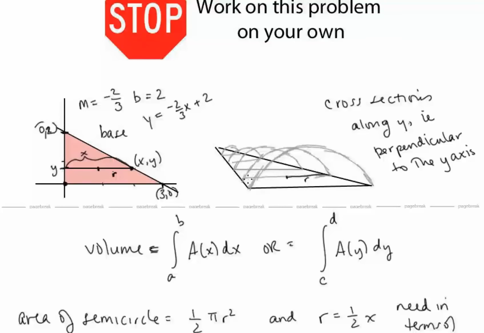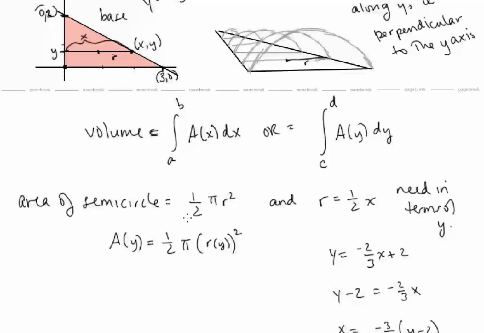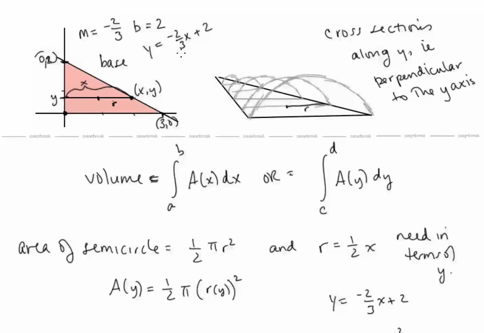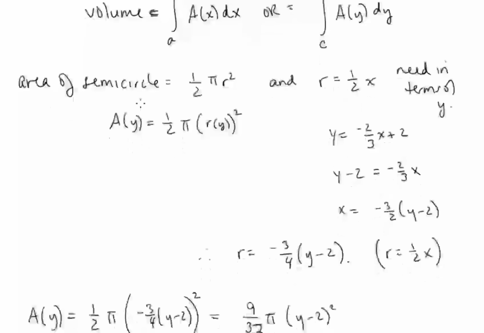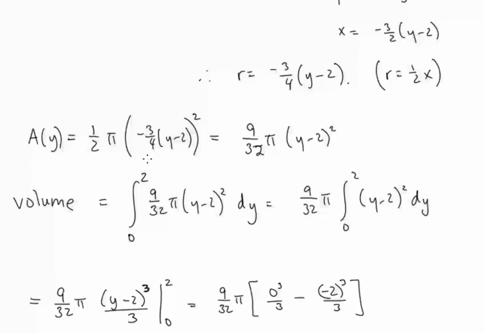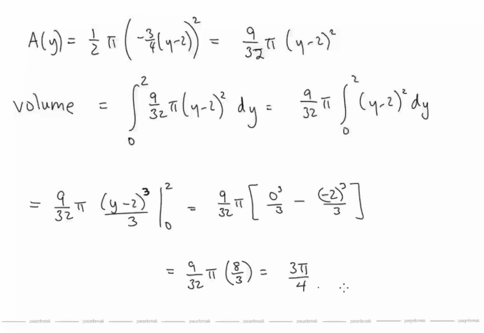So we know that we're going to have A of y being 1/2 pi r squared, where r is also a function of y. So we need to represent this r as a function of the y value at which we're slicing. So we recognize that 2 times r is equal to x. We found the relationship between x and y, and that allowed us to solve for r in terms of y. And so then we integrate our area function, and we got 3 pi over 4.